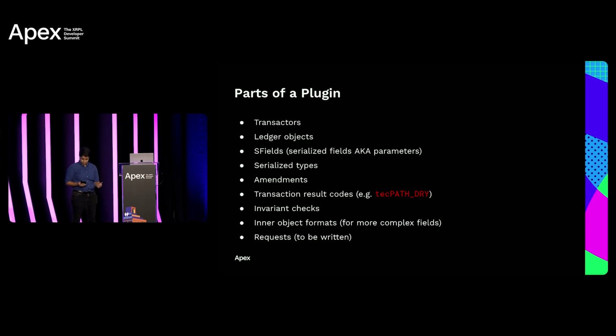Serialized types. Some examples of SFields are something like Amount or Destination, all of the parameters that you see in your transactions. Those are all SFields. Serialized types are the different data types used by Rippled, such as a 32-bit integer or an account ID. It's pretty rare that you'll ever need to add a plugin serialized type, but it is possible if you have that need.